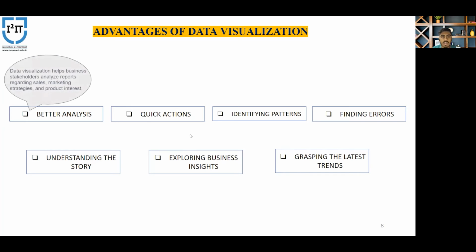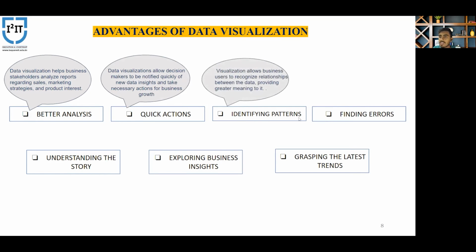What is better analysis? Data visualization helps business stakeholders with their reports, marketing strategies and product interest, how they need to go and what all the problems and reports have occurred, through the graphs. Quick actions. Data visualization allows decision makers to quickly notice the new data which has come in and take necessary actions for their business development. Identifying new patterns. Visualization allows us to identify very new patterns in the system and provide greater meaning to it. Finding errors.